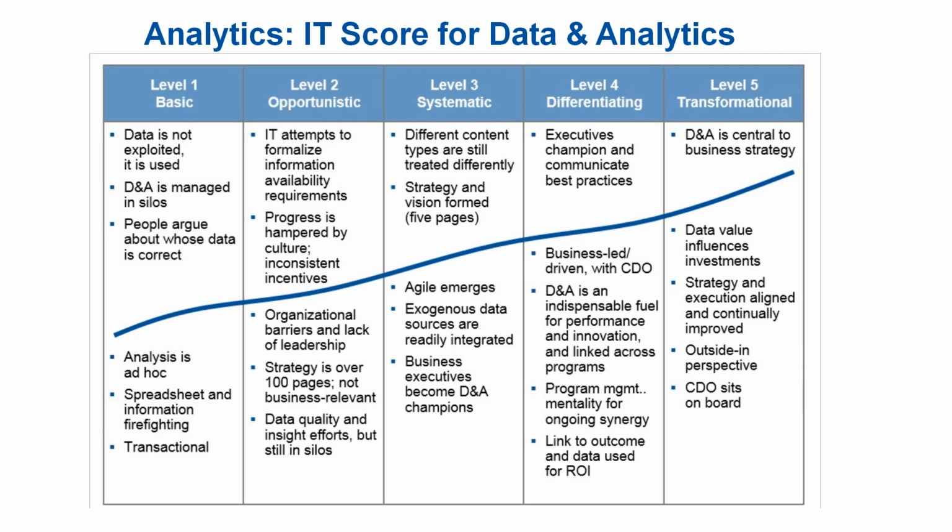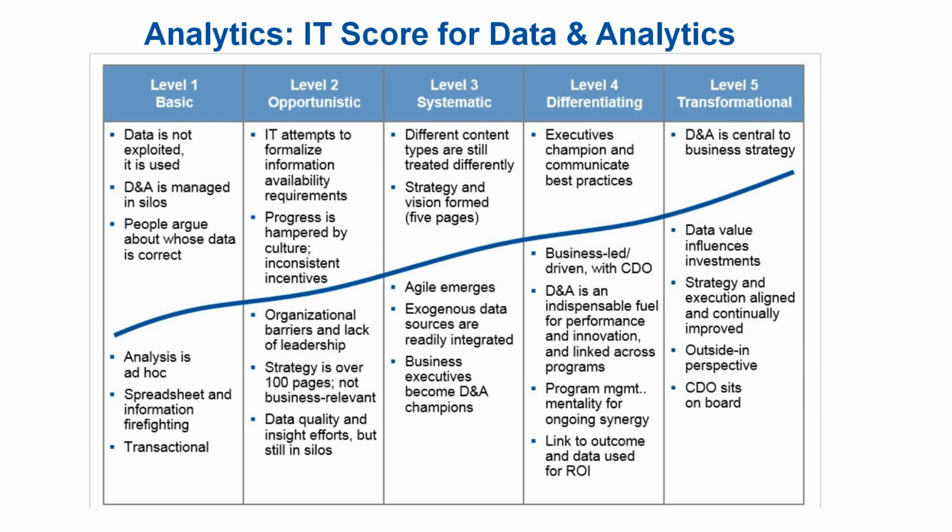So you need to think at which level we are at this stage, and based on that we need to build the data and analytics capability. The second one is the opportunistic level, where IT attempts to formalize information availability. But progress is hampered by the culture of a 100-year-old company, and there are some inconsistent incentives which the IT department gets. The strategy is really over 100 pages. It is not business relevant. There is no focus, and the data quality is not good because it is still maintained in silos.